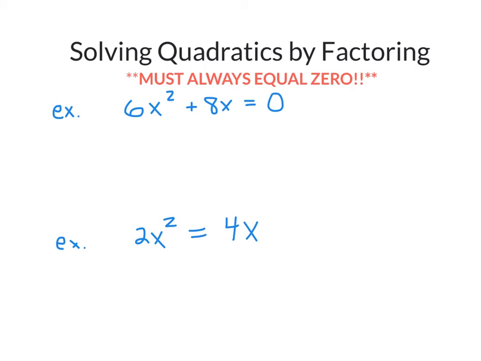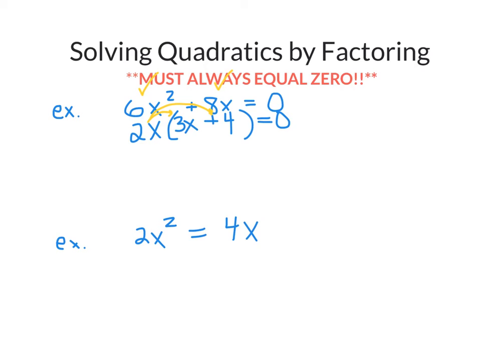So in the case of the first problem, that is already equal to 0, so we are ready to start factoring. So we want to find the GCF of 6x squared plus 8x. So a number that goes into both of those would be 2, and both terms have a factor of x. So taking a factor of 2x out of 6x squared leaves me with 3x, and taking a factor of 2x from 8x leaves me with 4. And again, we can always redistribute to make sure that works out correctly. So 2x times 3x is 6x squared. 2x times 4 is 8x. So we did factor it correctly.